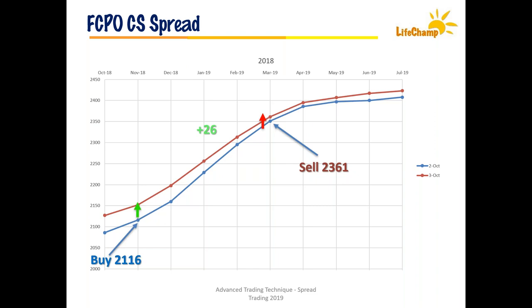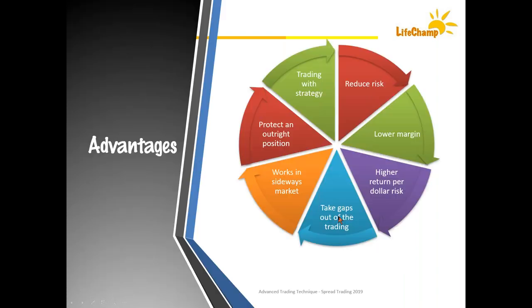And do you know that sometimes if I long the near month and short the far month, the price can actually come down? But because the far month comes down faster, my long direction is still correct. I can still make money even if the market goes against me primarily. So this is the beauty of trading spreads. Let's move on to the advantages.